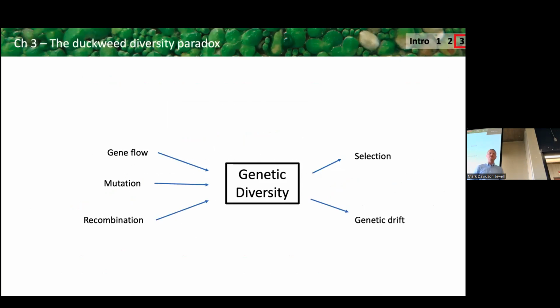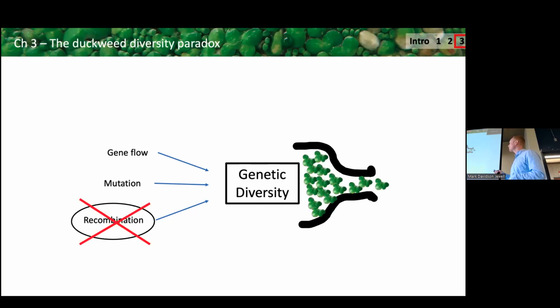Normally in a population, genetic diversity is controlled by a bunch of factors, right? It enters the population through gene flow and mutation, and recombination at meiosis. It's removed through selection and genetic drift. But in Lemna minor, well, there's no recombination, it's asexual. And it's assumed that there's a severe seasonal genetic bottleneck.